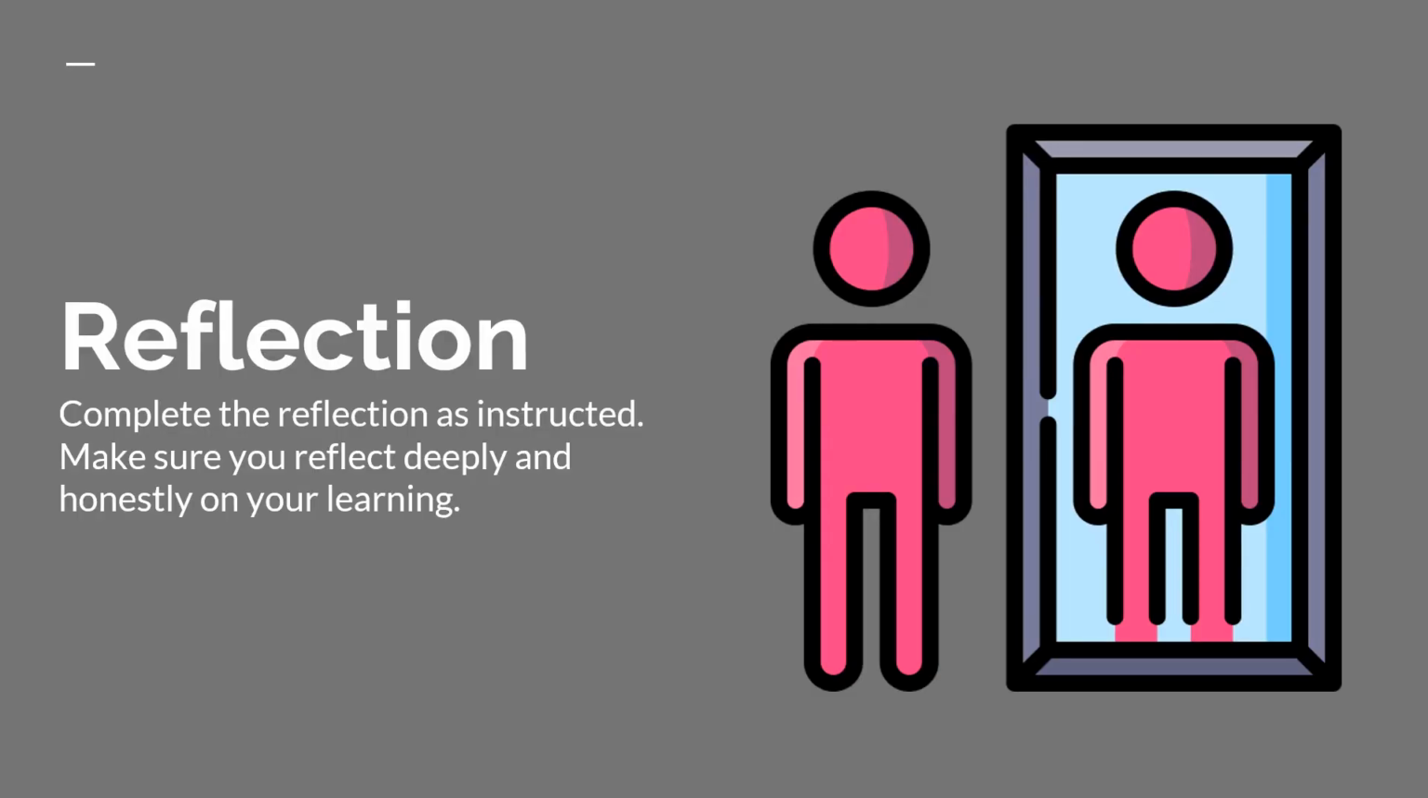After you fill out that first part of the scoring worksheet for your multiple choice results, go ahead and complete the following reflection. Make sure that you reflect deeply and honestly on your learning. When you're done with the reflection activity, go and unpause the video to continue the lesson.